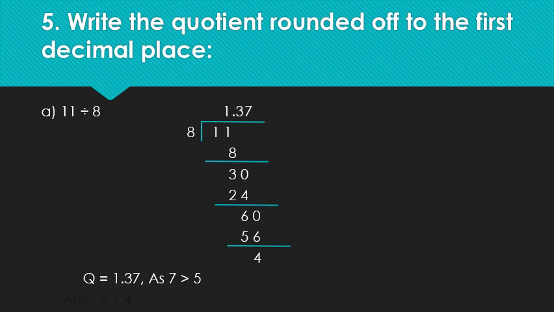And what is the digit to the right of the first place of decimal? That is, to the right of the tenth place. It is 7. As 7 is greater than 5, 1.37 rounded off to the first place of decimal will become 1.4, because we will add 1 to the 3, and 3 plus 1 is 4, and so it will become 1.4. So our quotient is 1.4 rounded off to the first place of decimal.